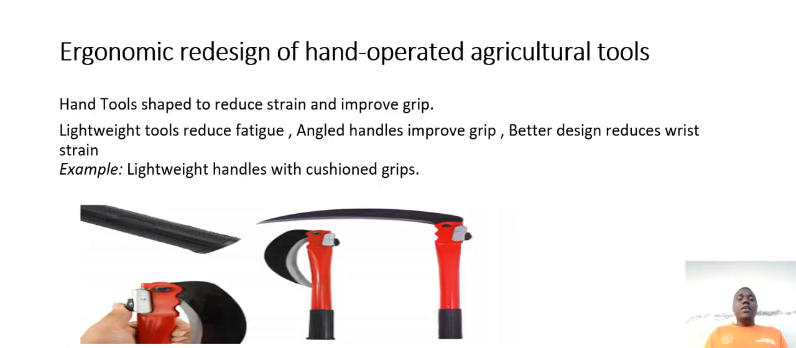Next slide is ergonomic design of hand-operated agricultural tools. Hand tools shaped to reduce strain and improve grip. Lightweight tools reduce fatigue. Angled handles improve grip. Better design reduces wrist strain. Example, lightweight handle with cushioned grips.